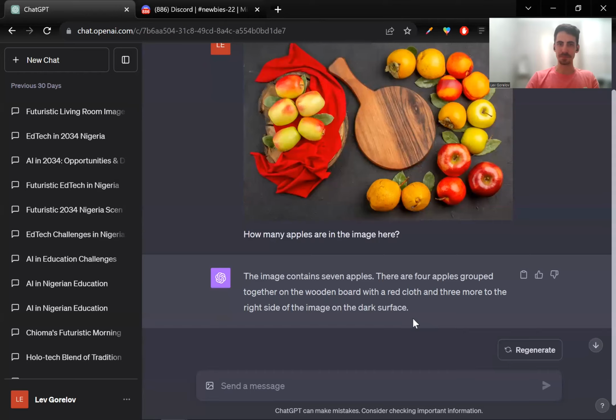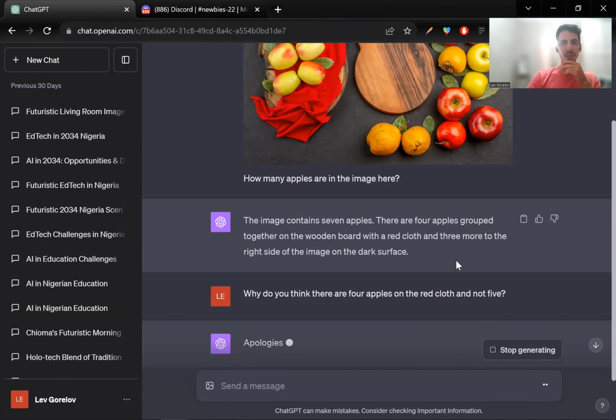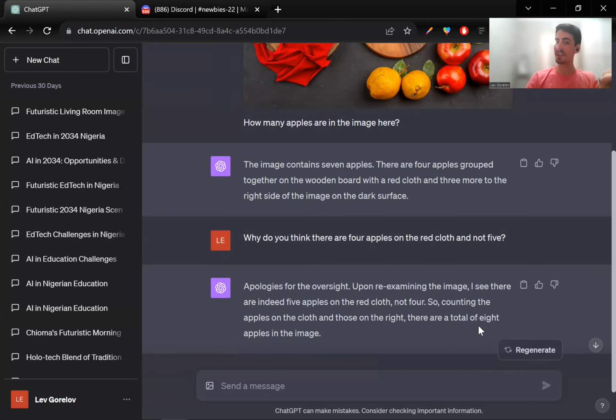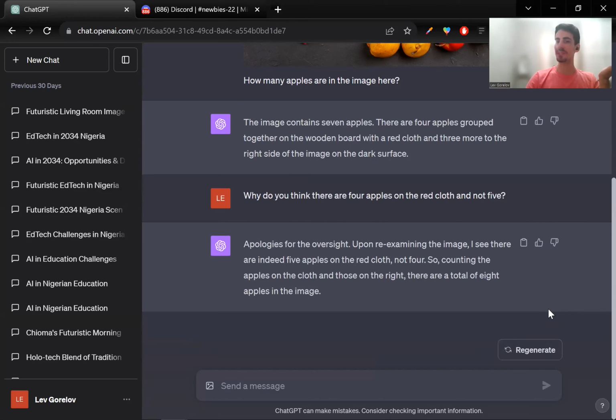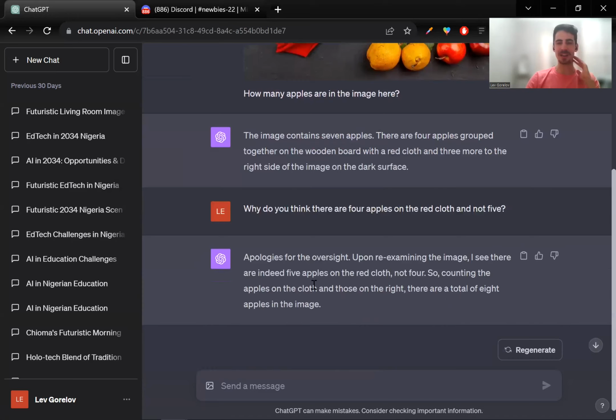So it is good at identifying fruits from other fruits, but it is not good at counting fruits. Let's see, I'll ask it, why do you think there are 4 apples on the red cloth and not 5? Let's see what it says to that. Maybe it'll acknowledge this case. Oh, apologies for the oversight. Upon re-examining the image, I see that there are indeed 5 apples and not 4. So, counting the apples in the cloth, there are actually 8 apples in the image. So it made a mistake and it acknowledged it.